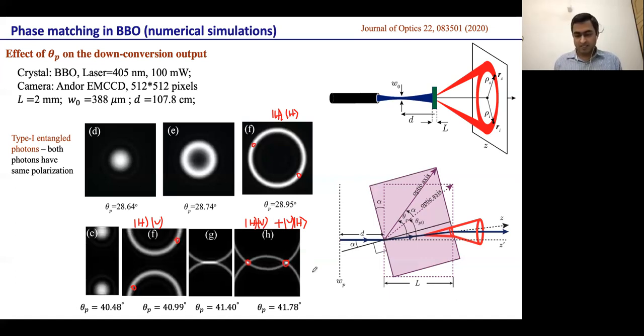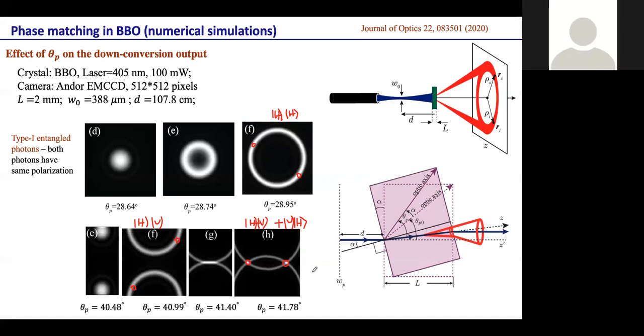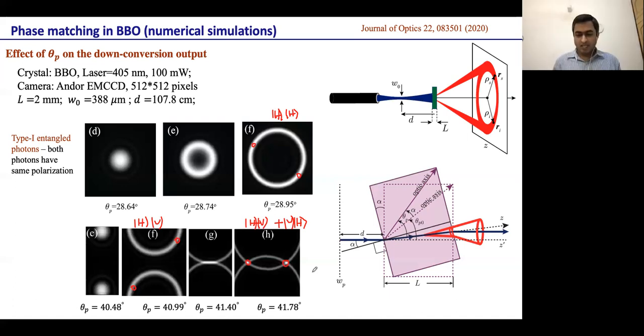And that's how it is done in the lab. Okay. Sir? Yes. Sir, here if we are using only a single crystal, then the patterns are like this. But what if we are using two different crystals and the light is projected at the same position on the screen? Yes, so that's a very good question. Give me a few slides and I will get there.